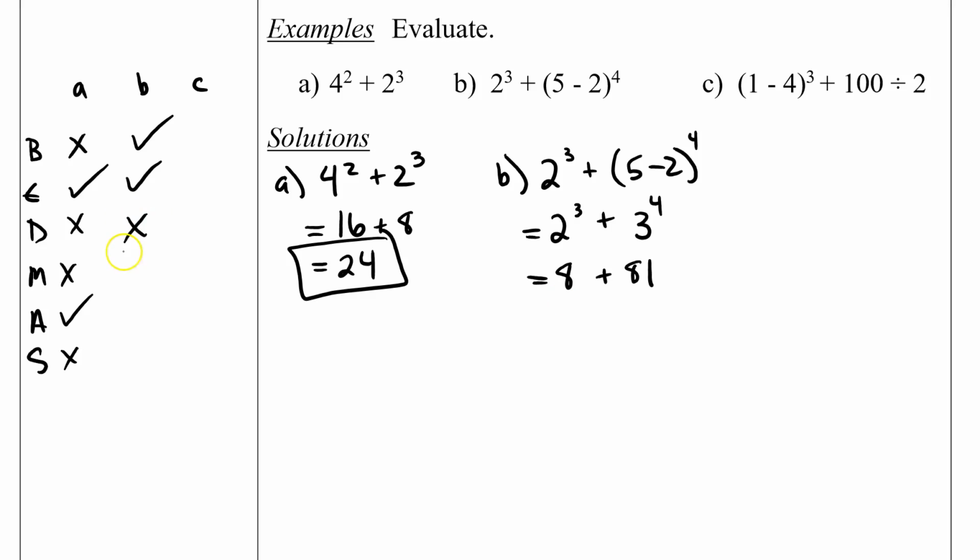Alright, so we don't have any division, we don't have any multiplication, no subtraction, so the next step is going to be adding. 8 plus 81 is going to be 89. Put a box around it because I like my teacher, and we're done.